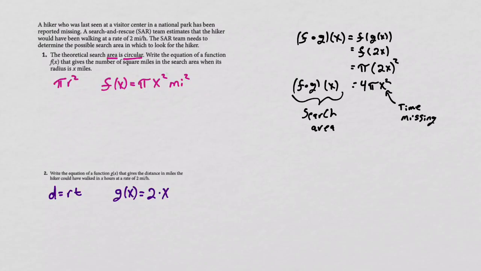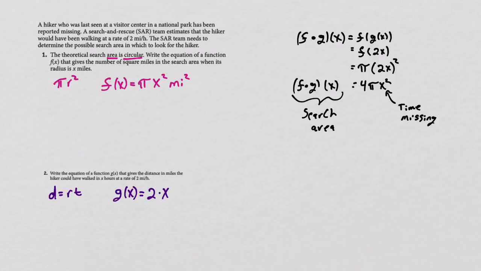And then the other part of this question asks for a reasonable domain. Now, in terms of this question, the reasonable part is the hard part for you guys. Because if you just look at 4 pi x squared and I ask you for a domain, you're going to say all real numbers. Which I agree, mathematically, that would be the domain because there's no restriction on this. However, in terms of this question, we can eliminate any negative numbers unless you have a time machine because time is always moving forward. We can also eliminate 0 because you haven't been lost at zero time.